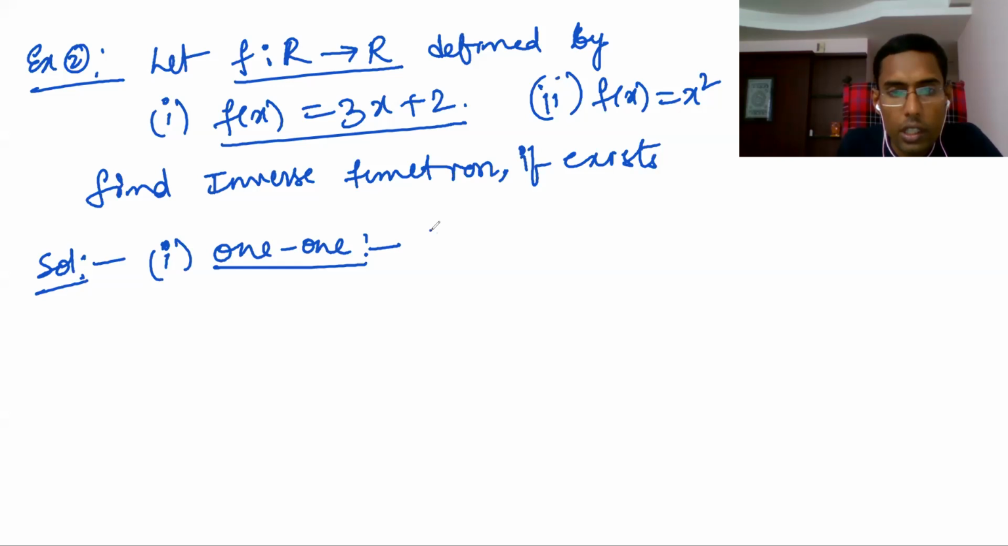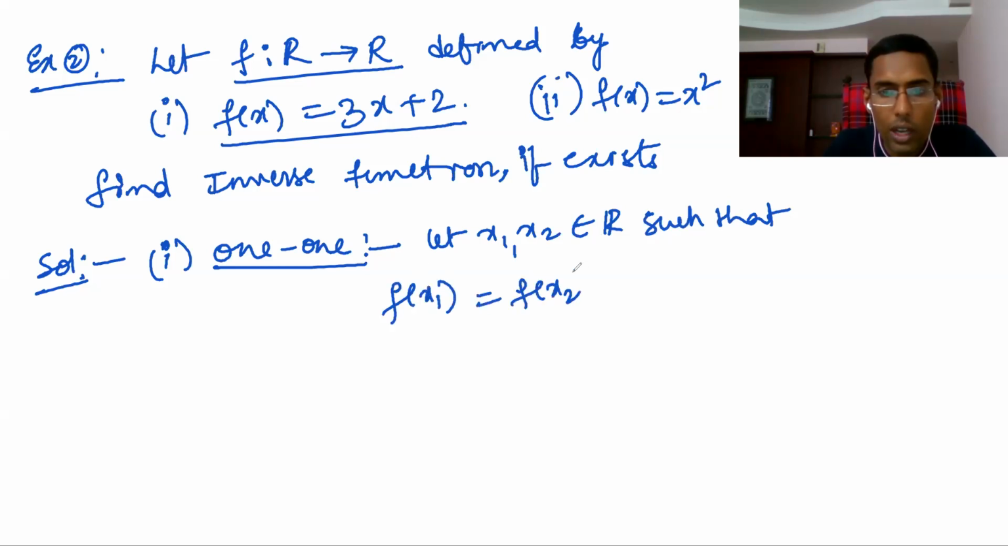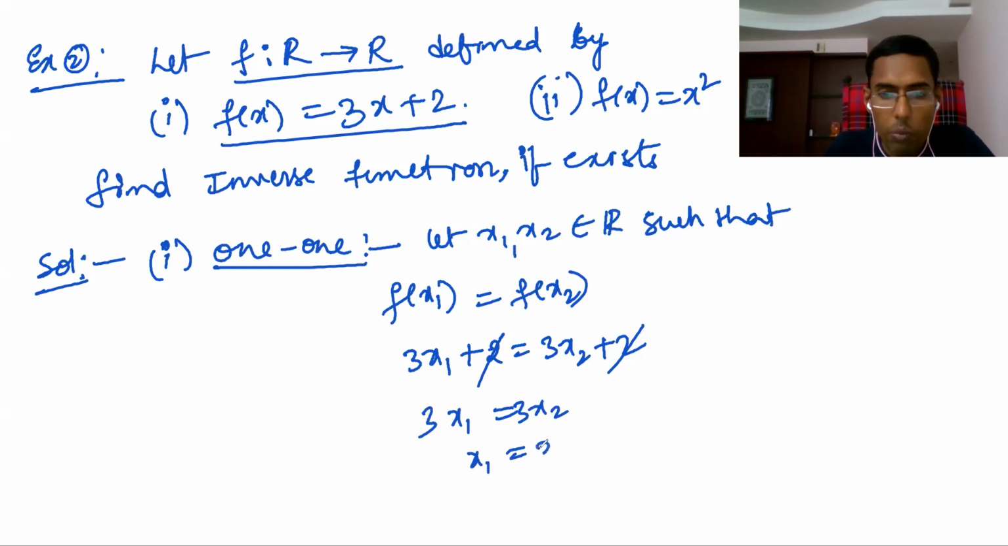So let us take x1, x2 from R, the domain, such that f of x1 equal to f of x2. Then what will happen? 3x1 plus 2 equal to 3x2 plus 2. Then the 2 you can cancel. Then the 3 also you can cancel. 3x1 equal to 3x2, then x1 equal to x2. That means if x1 is not equal to x2, their images are also not equal. Different elements have different images. We showed it is one-one. Onto or not, how do you check?